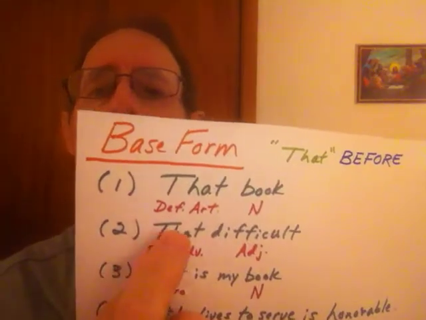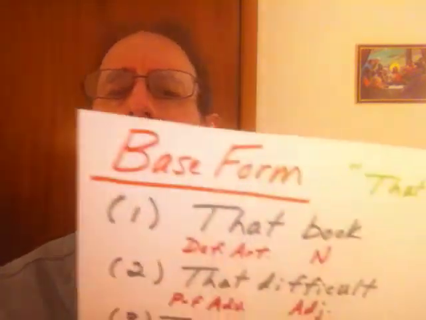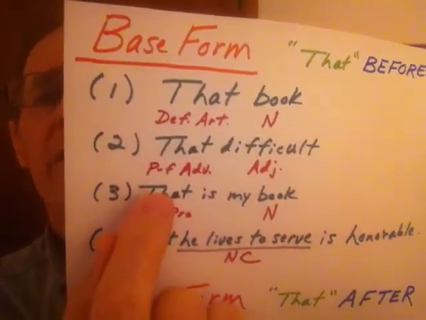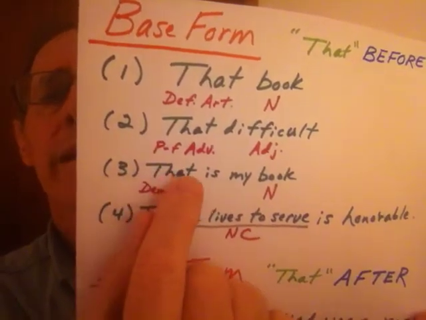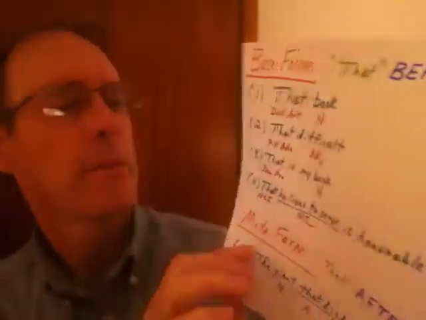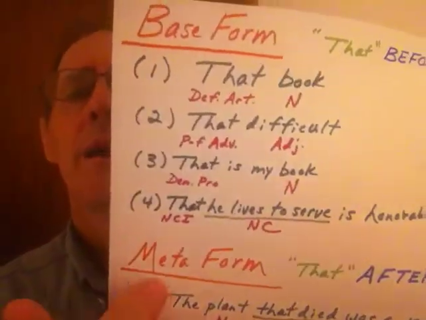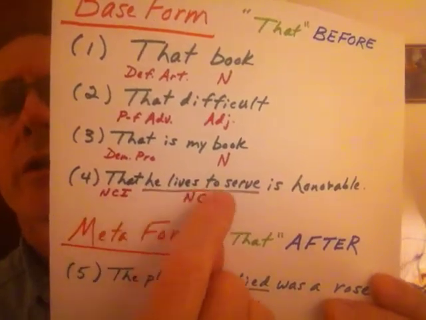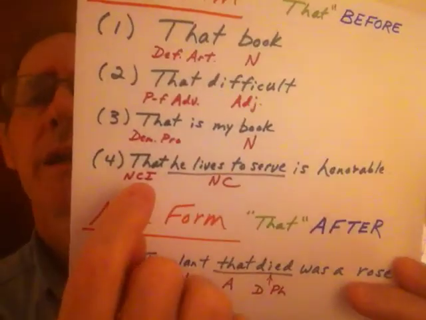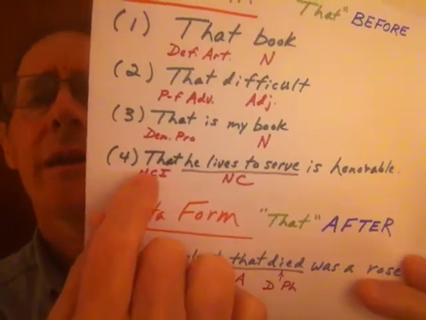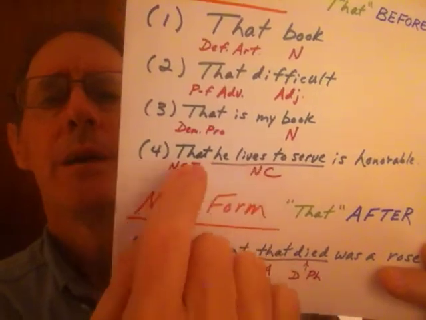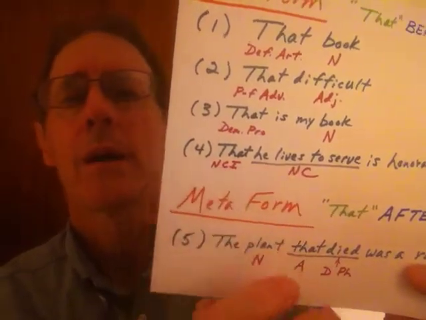Right? Then you have that difficult. You say, is it really that difficult? Okay, that's your pro form adverb. And here you have that functioning as a demonstrative pronoun. That is my book. Hope I'm reading correctly. All right. Then in base form, you have that he lives to serve is honorable, and that's the noun-clause indicator. The word that in that function indicates that you have a noun clause coming up. In other words, you better get ready. You got a noun clause coming.